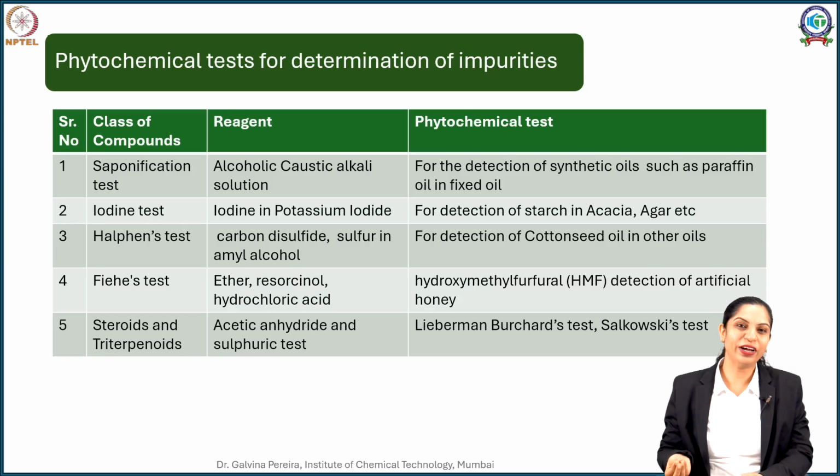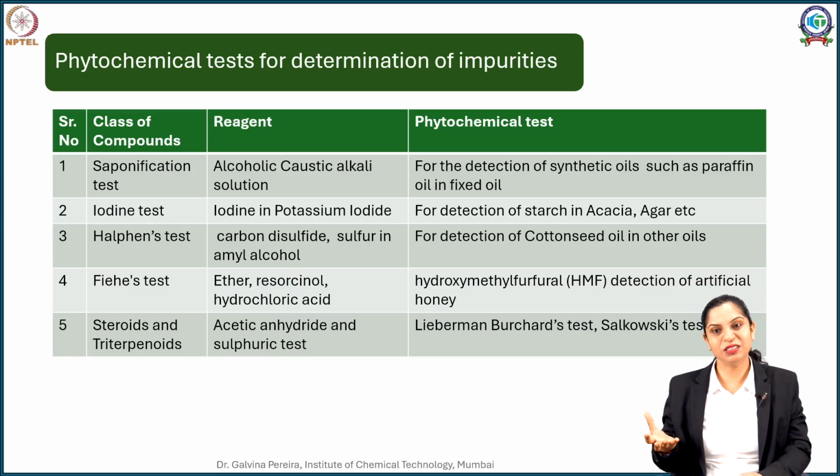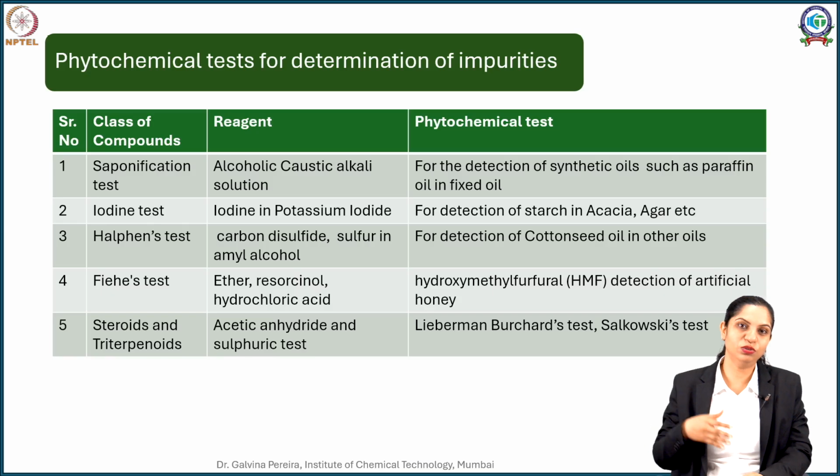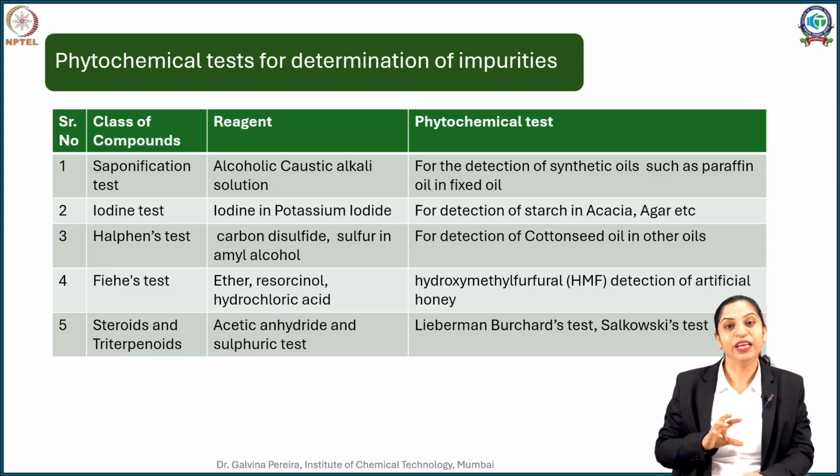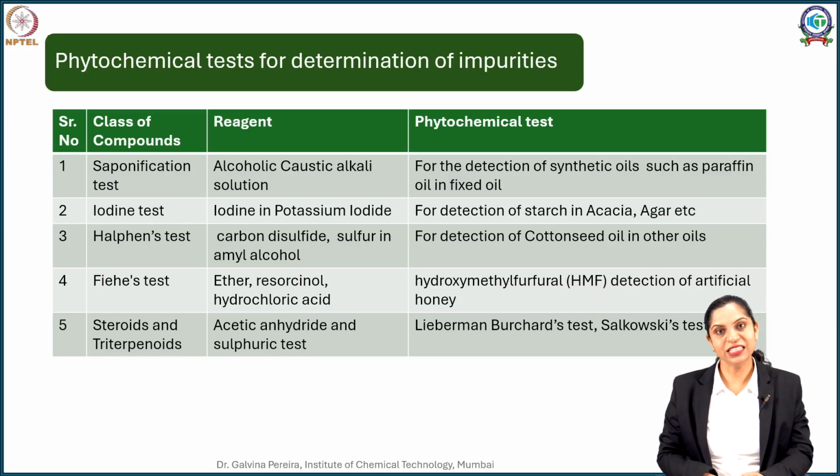Similarly, cottonseed oil is a very cheap oil and is not considered properly edible either. So, in some cases, being a cheap oil, it is often used as an adulterant for other oils. I can easily check this. What I need to do is dissolve that oil in carbon disulfide and then add a little bit of sulfur in amyl alcohol. If I am getting a reddish coloration, that means the sample of your fixed oil contains cottonseed oil.